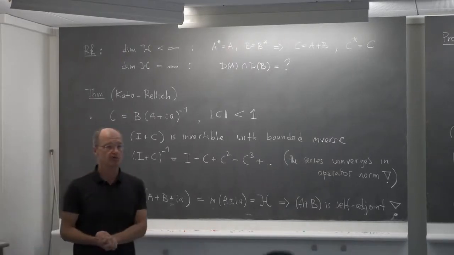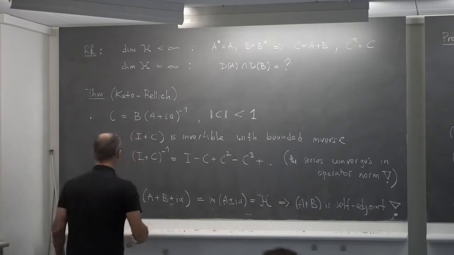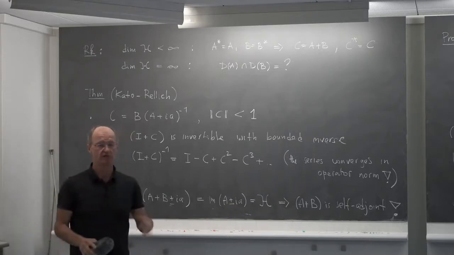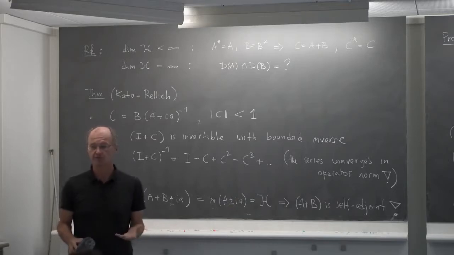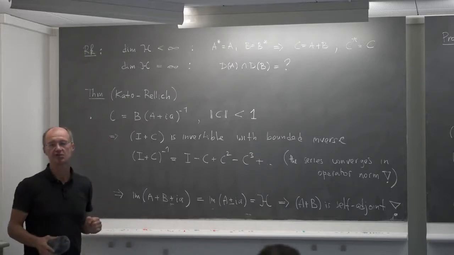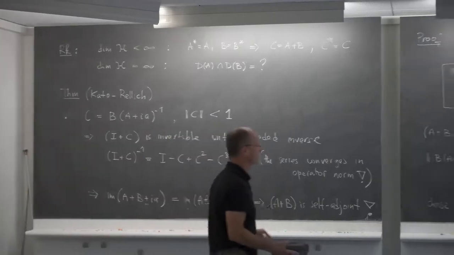So much of abstract stuff. Now I would like to spend the rest of this class. First, we're going to dive a little bit into the zoo of operators that we actually want to use in quantum mechanics, and then we're going to apply the Kato-Rellich theorem to some particular situation which is relevant in quantum mechanics.